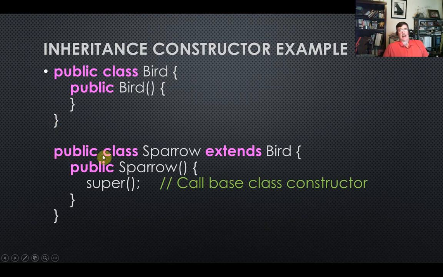For my derived class, I say class Sparrow extends Bird. So I would read that as Sparrow is a Bird. It's a specialization of Bird. Sparrow has its own constructor, and its own constructor calls the base class constructor. So this method called super is a reserved word that invokes the superclass's constructor. And if your constructor takes parameters, you can pass parameters to the super method.